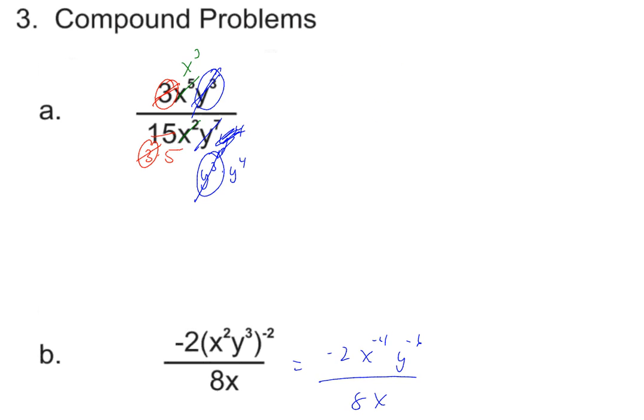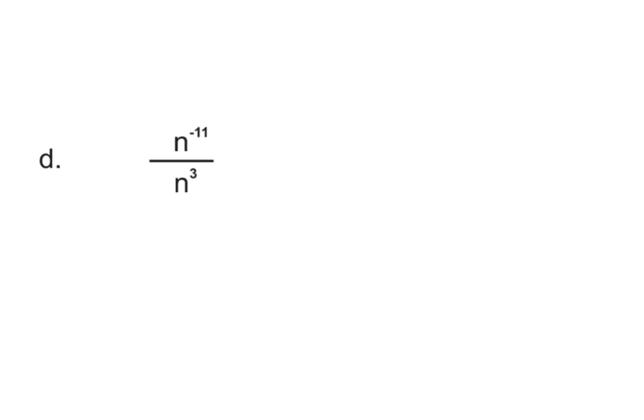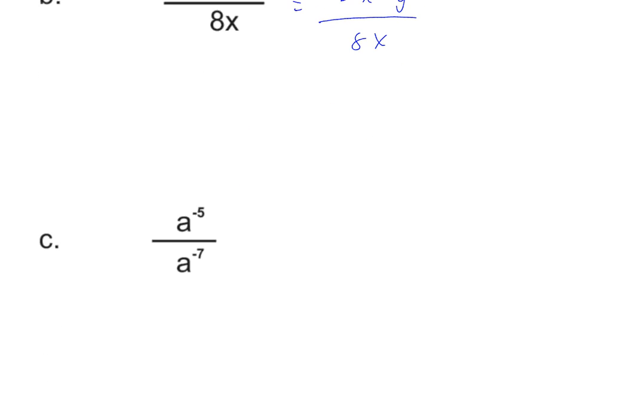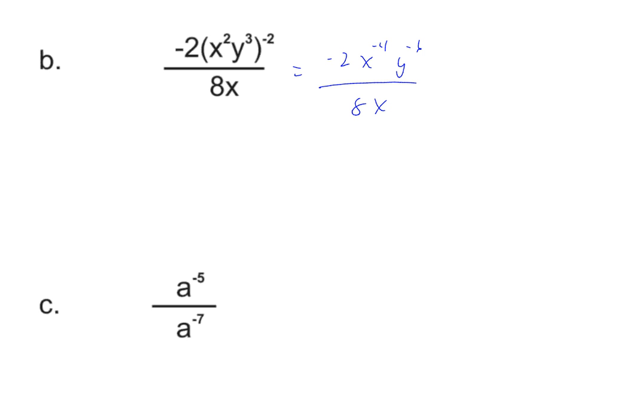All right. A negative 2 on the top and an 8 on the bottom leaves you a negative on the top and a 4 on the bottom, right? You can also do a negative 1/4. You can write the 1 if it makes you feel happy.